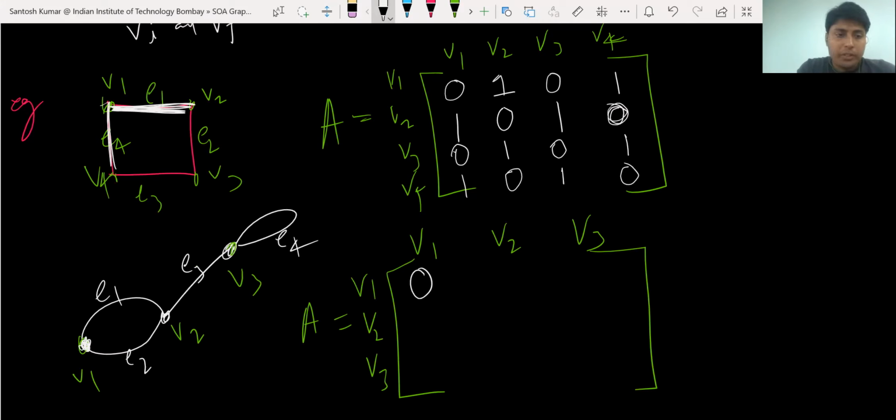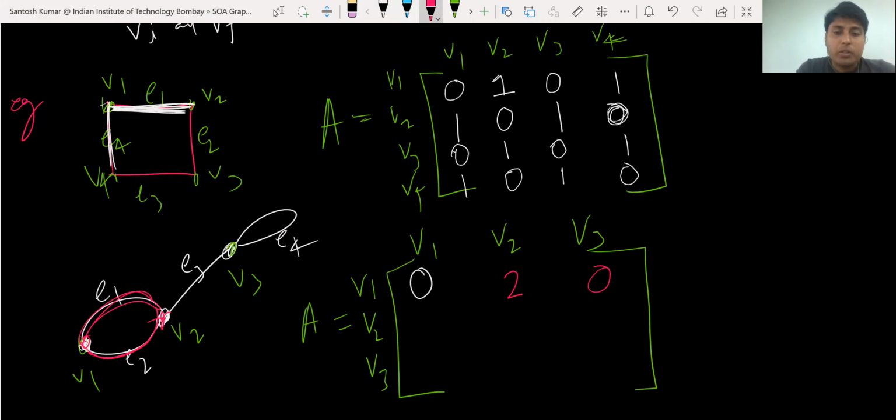Number of edges between V1 and V2. So you look here: V1 and V2, one edge and two. There are multiple edges, parallel edges. There are 2 edges between V1 and V2. So number of edges between V1 and V3. V1 and V3, no edge.